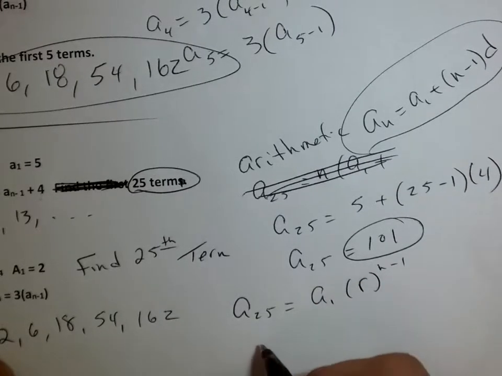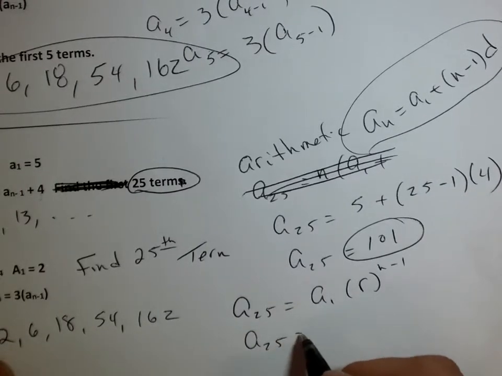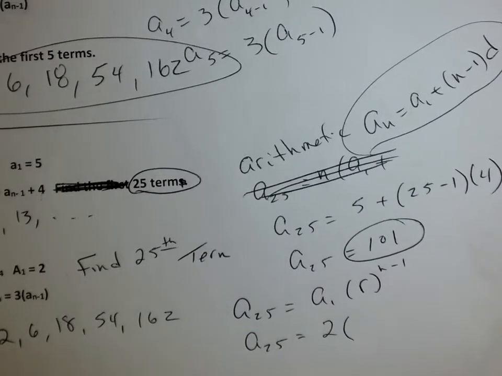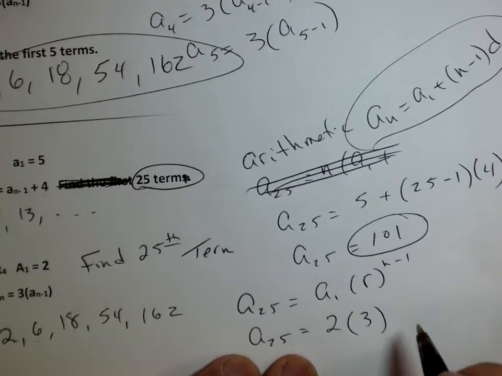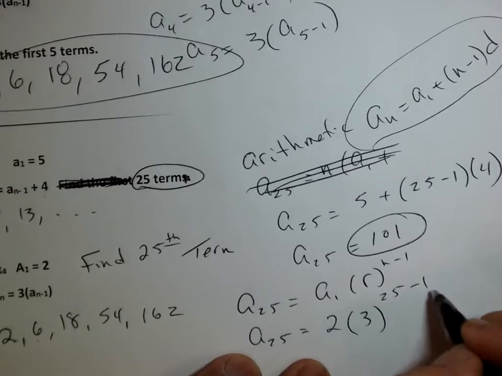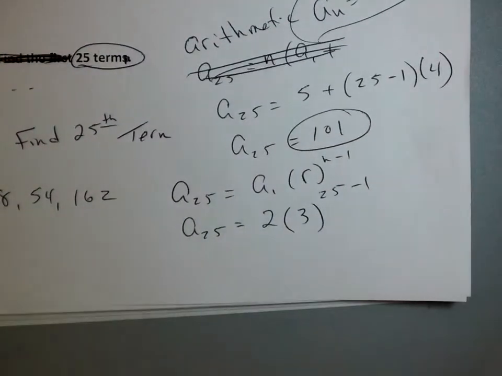So in this case, a25 is equal to a1, which is 2. My multiplier is 3, isn't it? Times 3 to the 25 minus 1 power. Okay? So we'll just use our calculator.